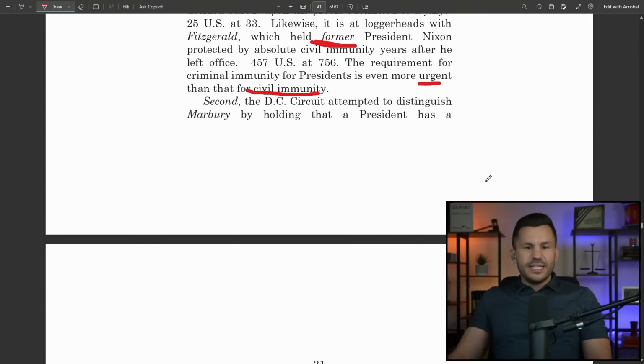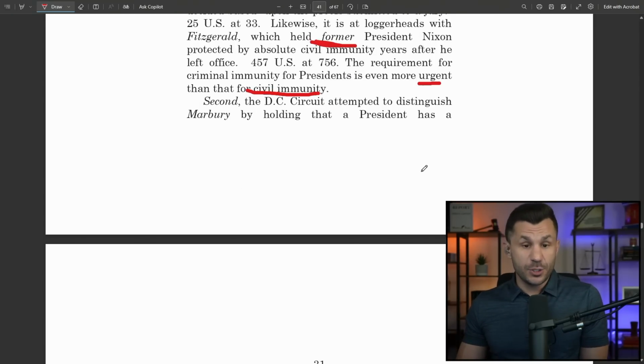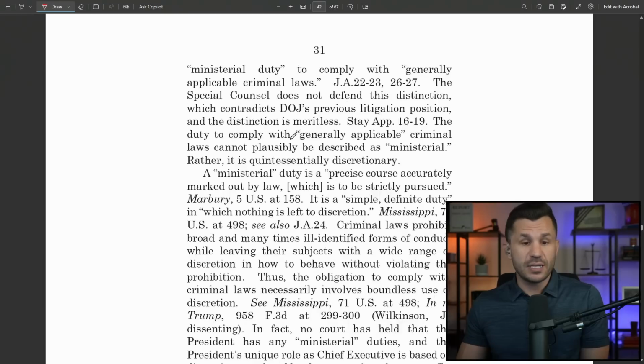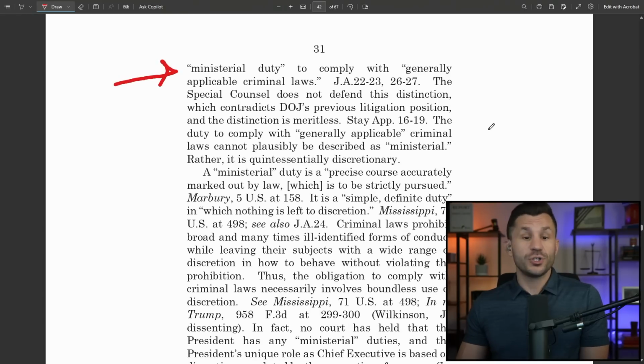So second, the DC Circuit attempted to distinguish Marbury by holding that a president has a ministerial duty to comply with generally applicable laws. Now, Jack Smith does not even defend this distinction because it's idiotic. Chutkin threw that in there. Man, she's not good. Which contradicts the DOJ's previous litigation position. And the distinction is meritless. She just made it up out of her derriere.